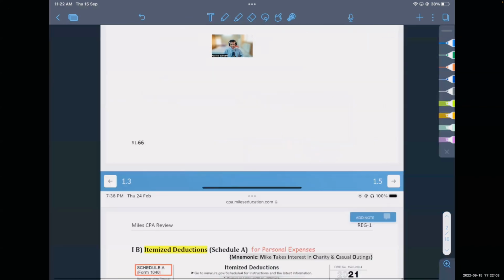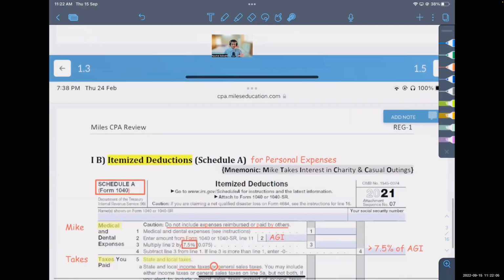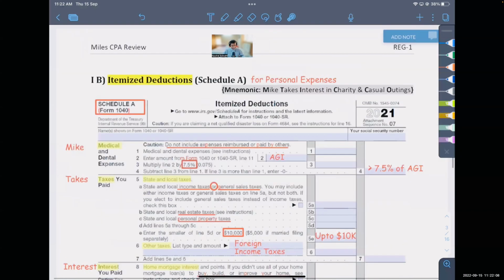Now, moving forward, this is how Schedule A looks. This is basically for the personal expenses. Now, this is not applicable to the corporations, may that be 1120C, 1120S, or 1065, or foreign corporation 1120F. This is not applicable for any of the corporations. This is purely restricted to 1040s. That's why this is a Schedule A, which is separately attached to 1040.